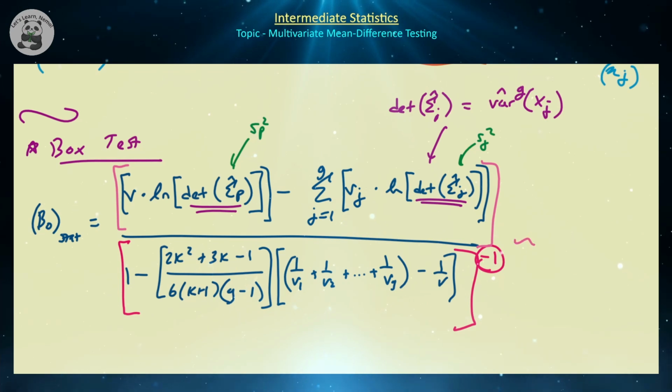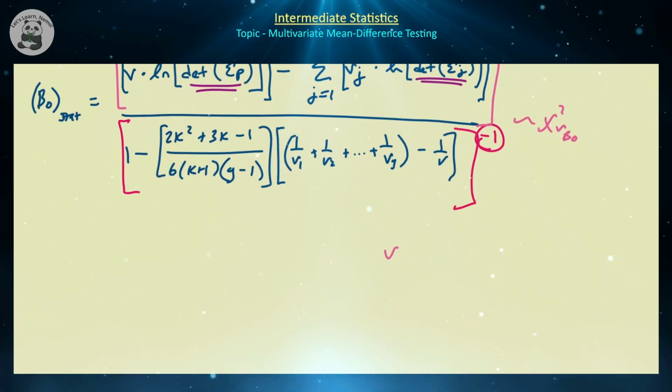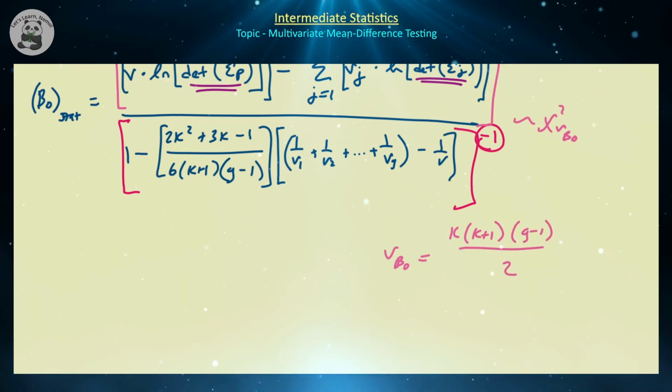And this is going to be associated to a chi-squared degrees of freedom. I'm going to call it nu BO. And nu BO is going to be equal to k times k plus 1 times g plus 1 divided by 2. Obviously, since k is bigger than 1, this test statistic for chi-squared needs to be a lot larger than that from the Bartlett test statistic.